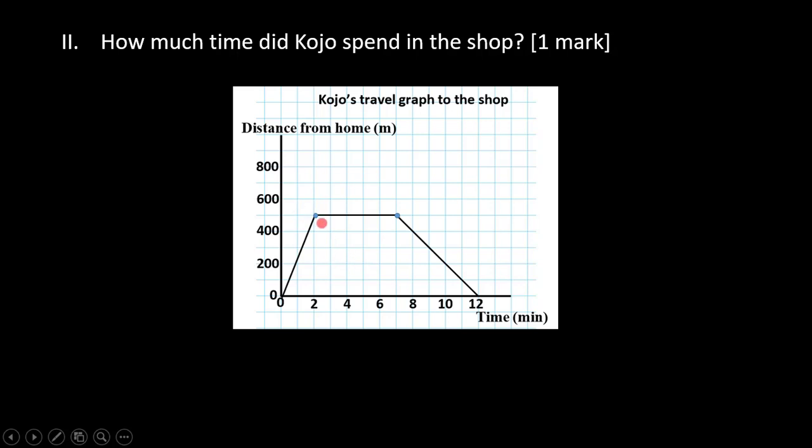So what do we do? We simply have to trace these points to the horizontal axis. When you do that, that means he might have started resting from 2 minutes to 7 minutes, because this point you see here actually lies between the 6th minute and the 8th minute, in the middle of that. So how would we get the time? What would be the time from 2 minutes to 7 minutes?